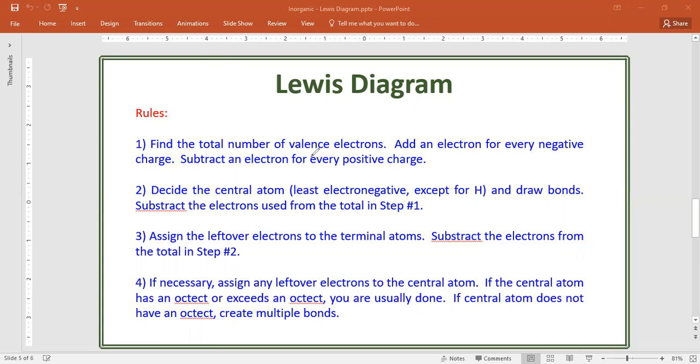So first we will again repeat with silicon tetrafluoride the same points. Find the total valence electrons. That is 32, because silicon has 4, fluorine has 7, and there are 4 fluorines, 4 into 7 is 28, 28 plus 4 is 32.